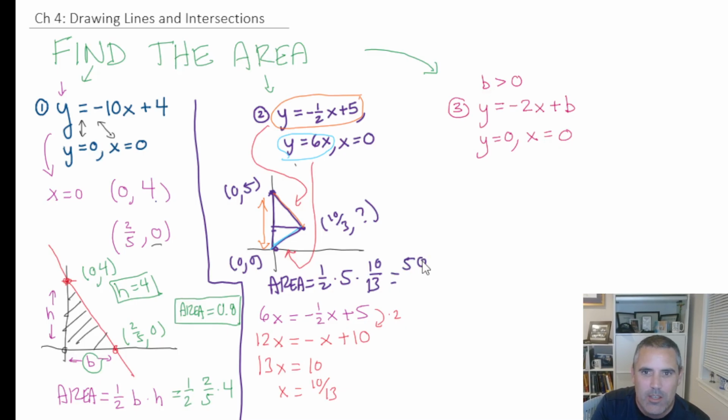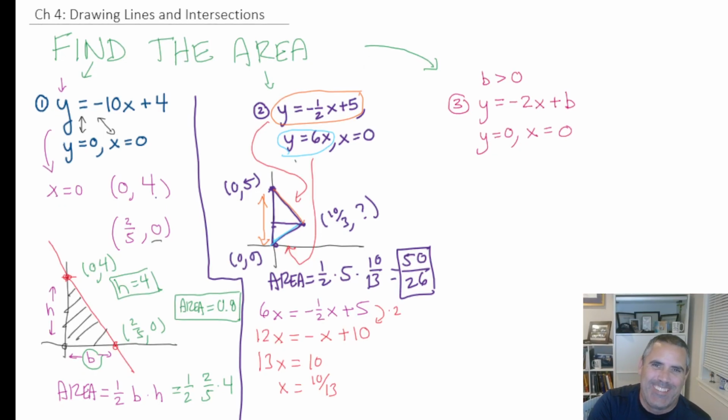Okay, so 50/26. All right, so that answers actually your first homework question. I don't know why I wrote it that way, because I could have written 25/13. But I don't edit these things out.